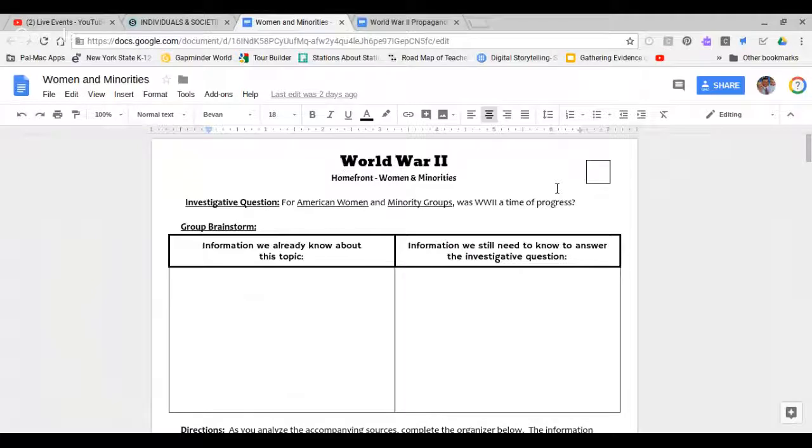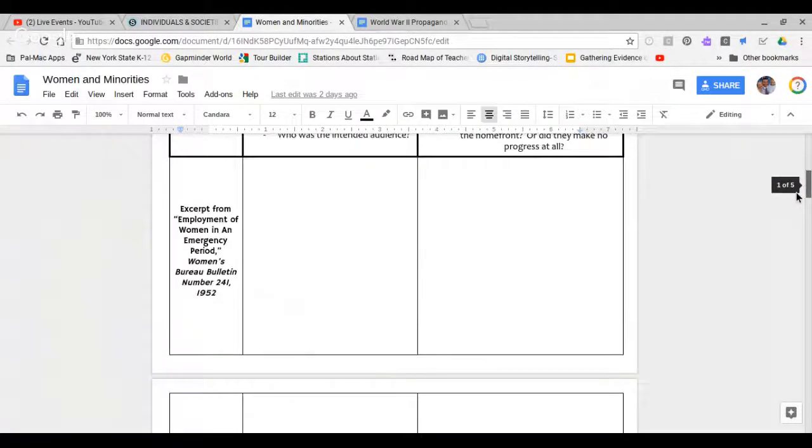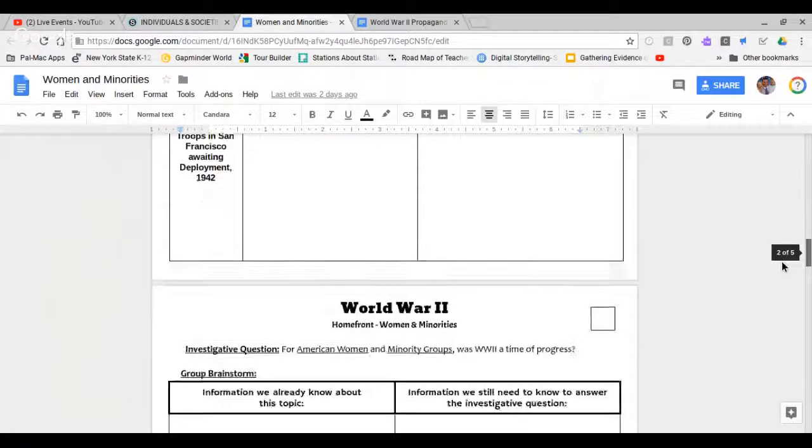So the investigative question that we're going to be focusing on today, and it's written up on the whiteboard, is for American women and minority groups, was World War II a time of progress? So were they advancing with their rights, with their civil liberties? And we're going to be looking to determine if it's a yes or if it's a no. So this worksheet is on the front table, and there are two versions. It looks very similar. The only difference is the documents that groups will look at.